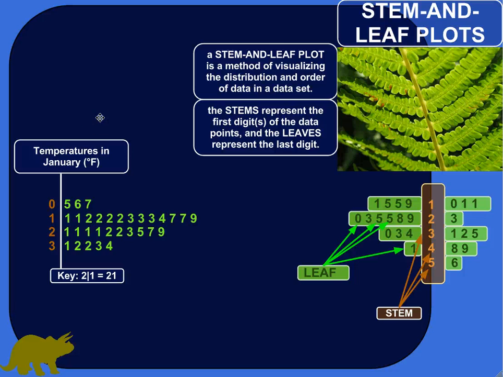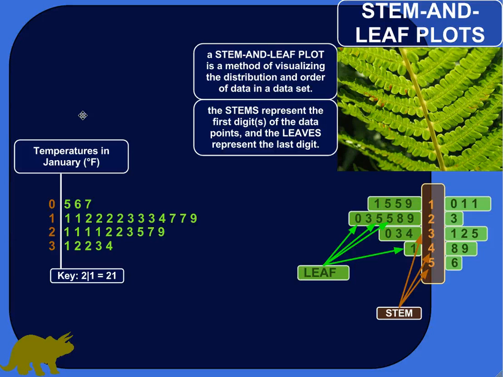Alright, so I've got a stem and leaf plot here, and this is just one I made up. I'm calling it temperatures in January in degrees Fahrenheit, and I've got 31 observations or data points there, pretending that they are the average temperature for each one of those 31 days.